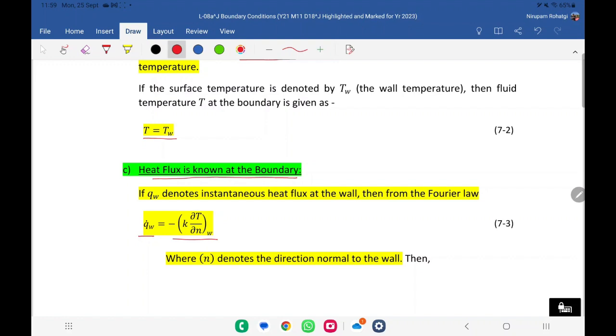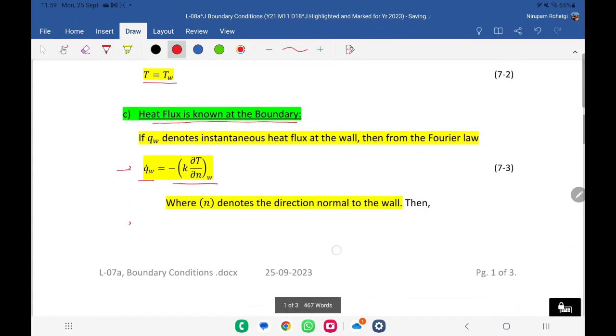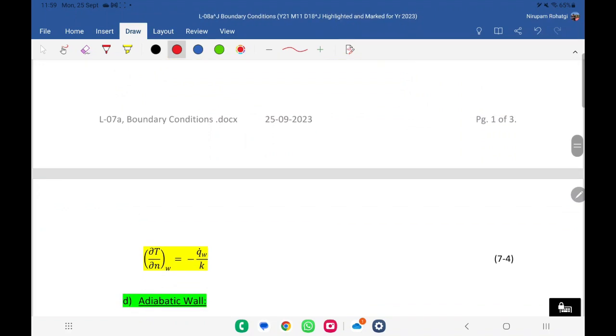So if you note the heat flow, you can write this equation, or you can write that this will become the condition: del T by del N at the wall is equal to minus QW by K. Same equation written differently. This is telling us the gradient of temperature at the wall. This is the heat flux and this is the thermal conductivity, and you get a relation between the two.